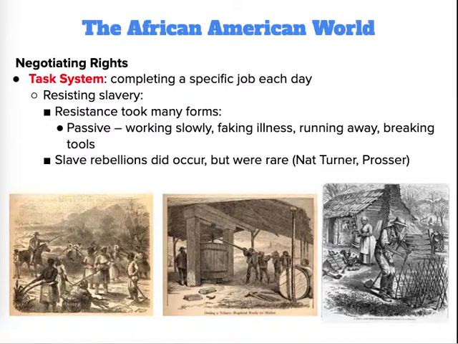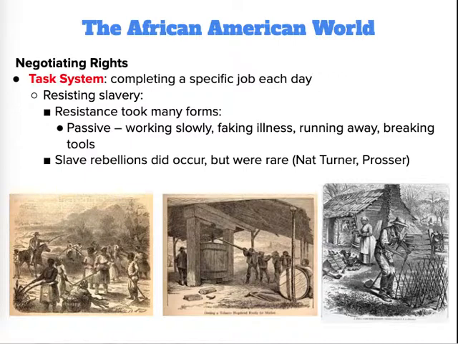Negotiating rights. African Americans created a sense of order and sometimes control over their lives in an otherwise uncontrollable world. In the rice-growing slave regions, slaves used the task system to their advantage, ending work early and planting food for their own use. So the task system is completing a specific job each day. On sugar and cotton plantations, the gang labor system limited such independence, but surplus slaves hired out as teamsters, drovers, or railroad workers gained new freedoms and skills.